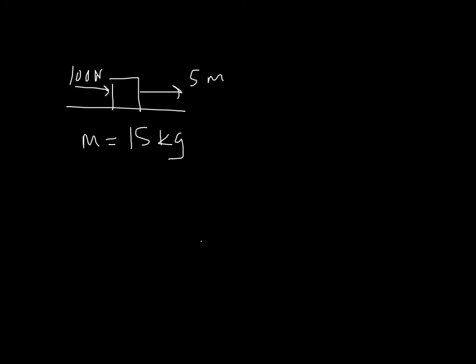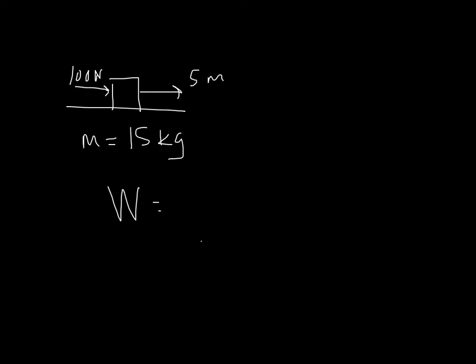First, we have a block on a surface, an applied force of 100 newtons, and the block's mass is 15 kilograms. And it says that a 100 Newton force is applied to move the 15 kilogram object a distance of 5 meters at a constant speed, and that's 5 meters to the right. So it goes 5 meters, it's displaced 5 meters. What is the work done on the object?